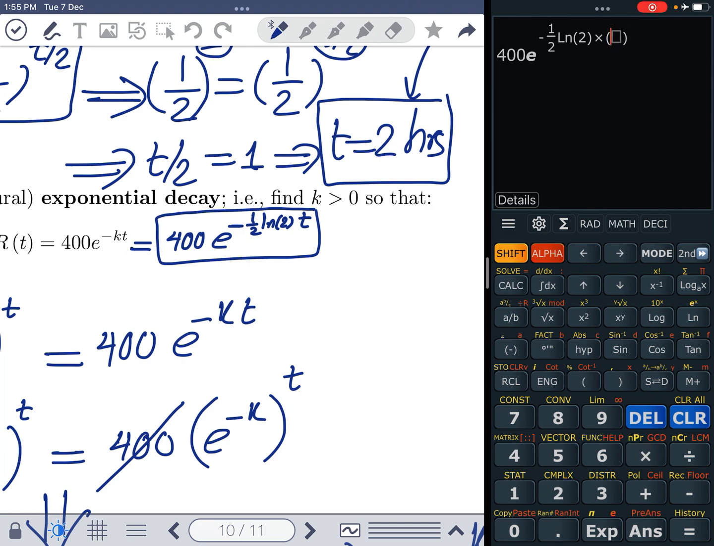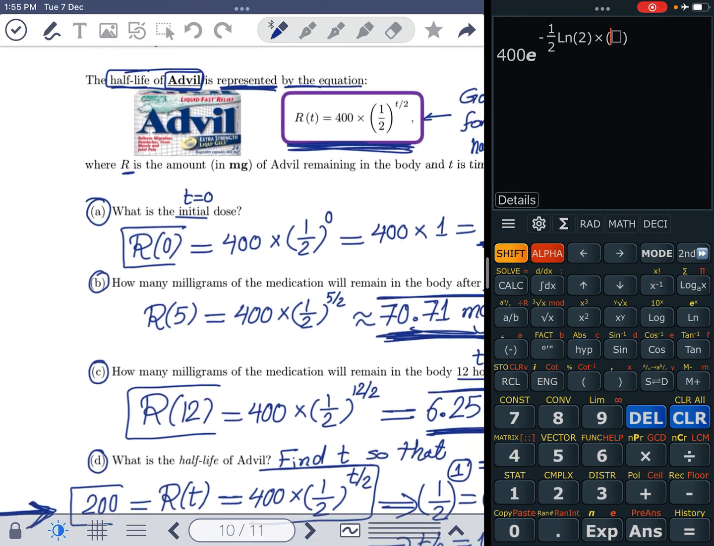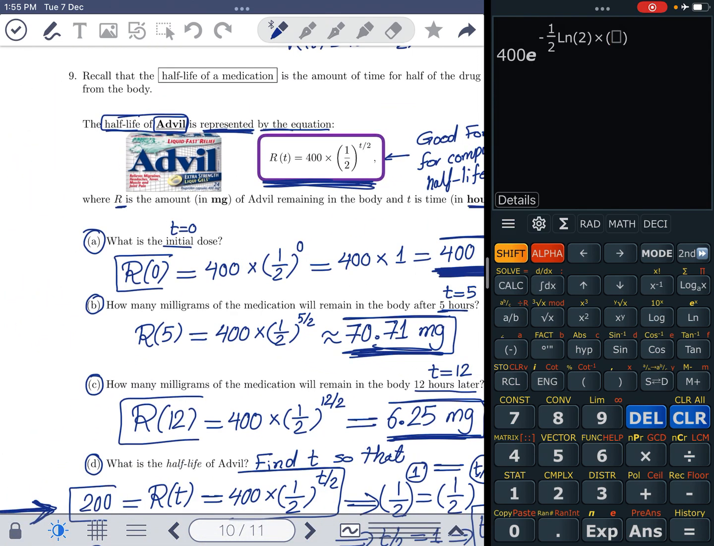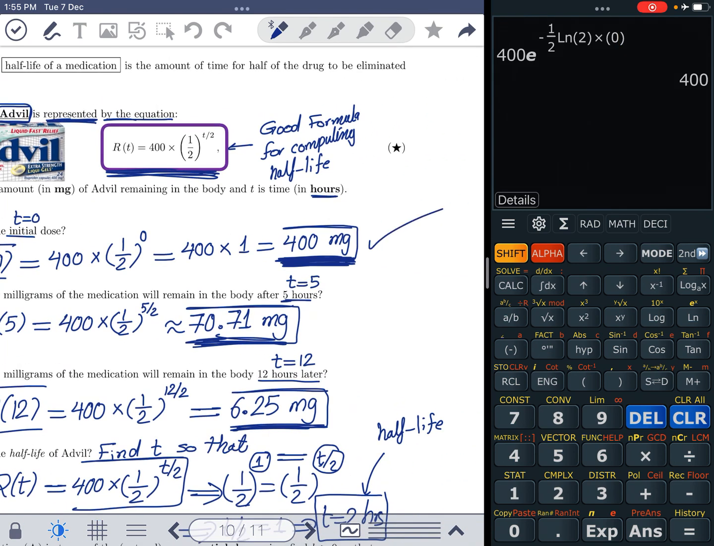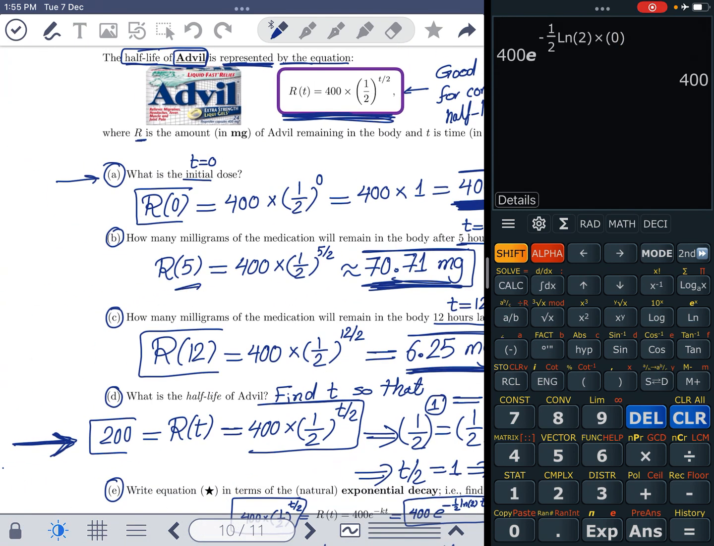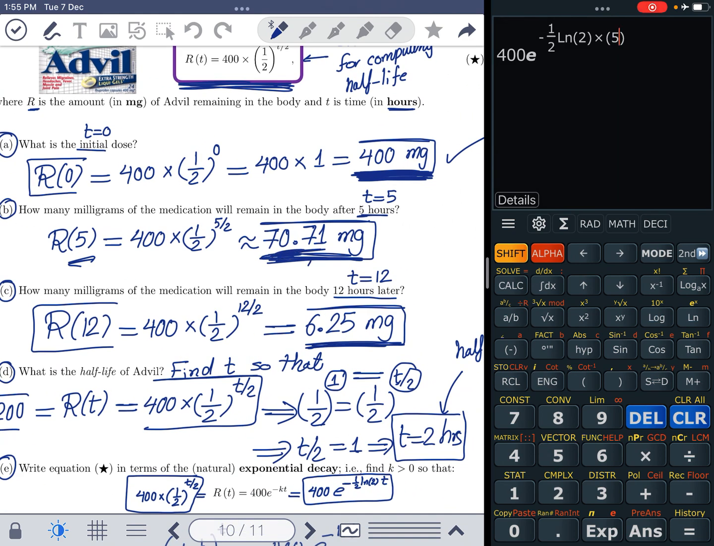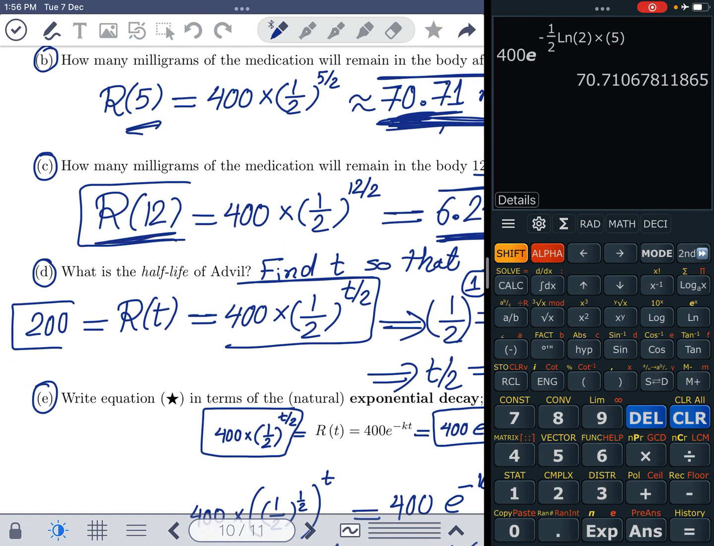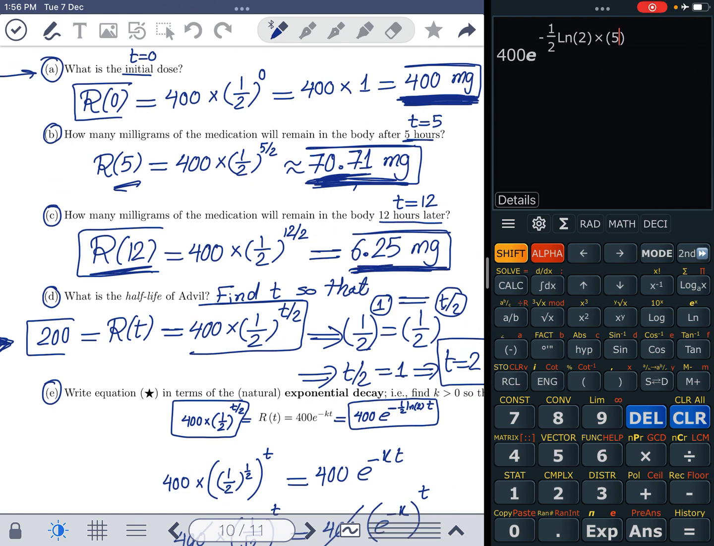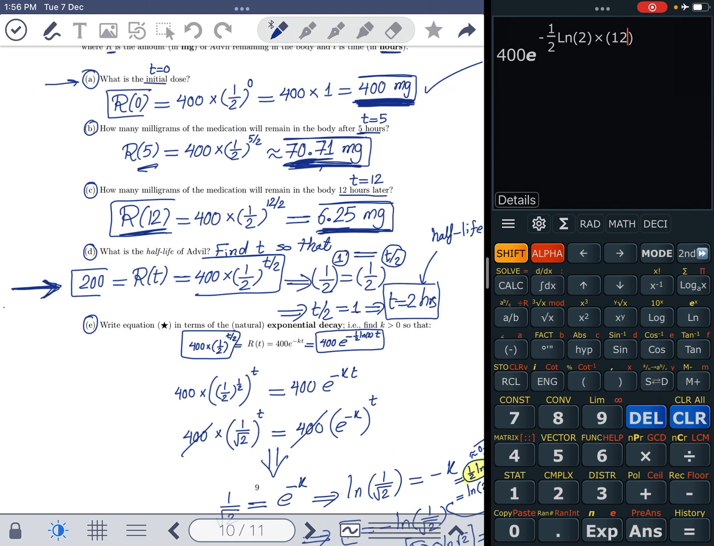And now we will put the t to check. Remember, we want to see that all of them agree. Is it true that if I put 0 here, I get 400? Yes. Now, if I put 5 for t here, do we get 70.71? Yes, nice. And let's put 12 and see, do we get 6.25? So let's put 12 here. 6.25, perfect. And if we put 2, after 2 hours, we should get 200 milligrams left.